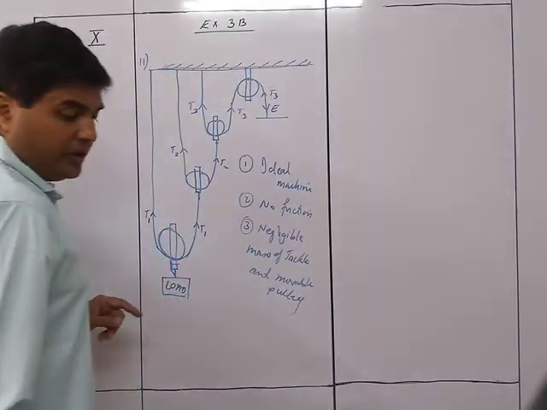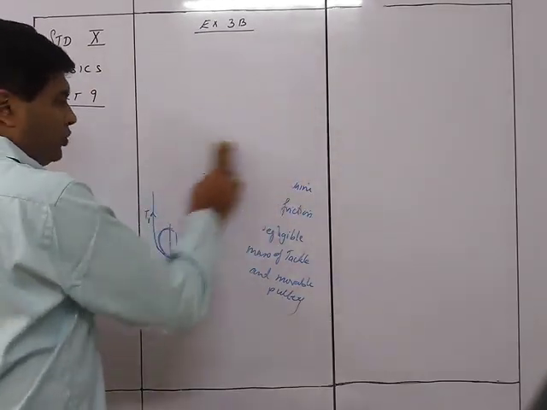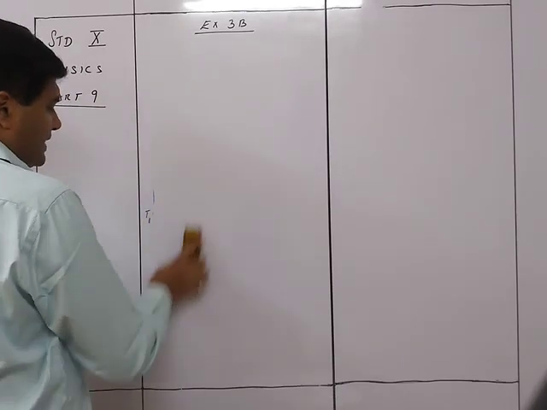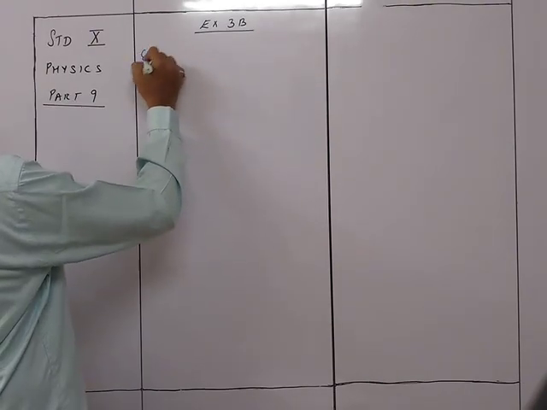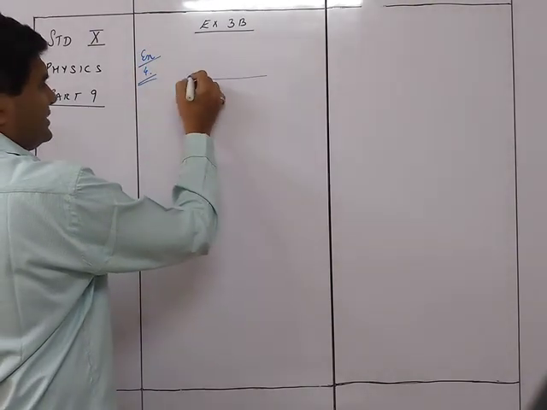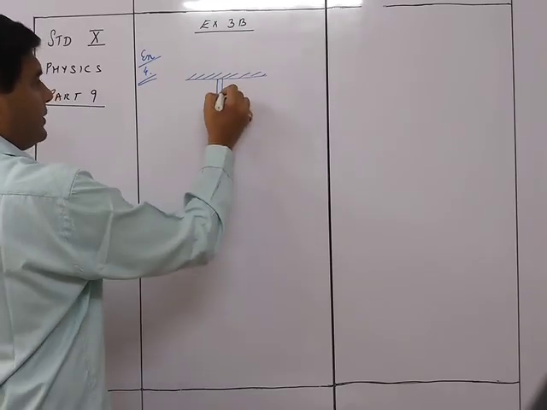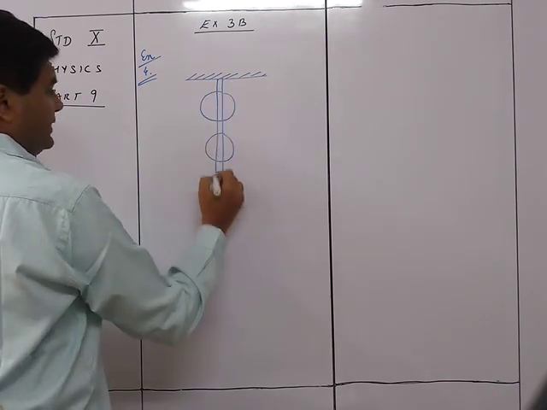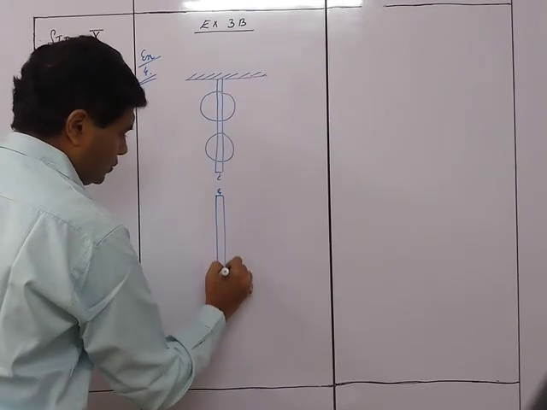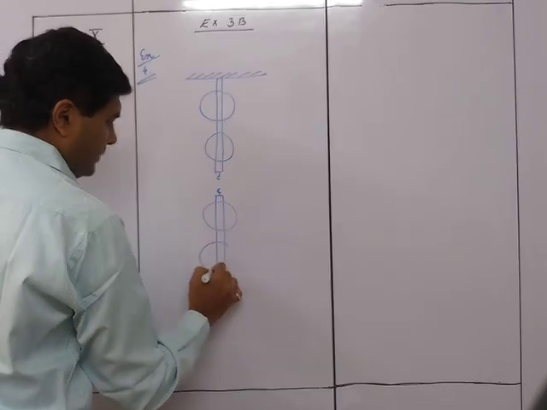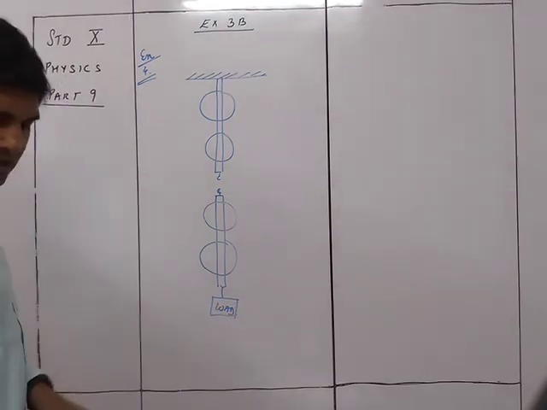So first thing is we need to draw a block and tackle system having this kind of arrangement. Let's see example number 4, because it's a unique sum. That's why I felt we should go through this and check it out. The fixed support over here has 2 fixed pulleys, and then there is the movable part again having 2 movable pulleys. So 1 pulley here and 1 pulley here. And then there is the load at this point. Okay, this is what the sum looks like.